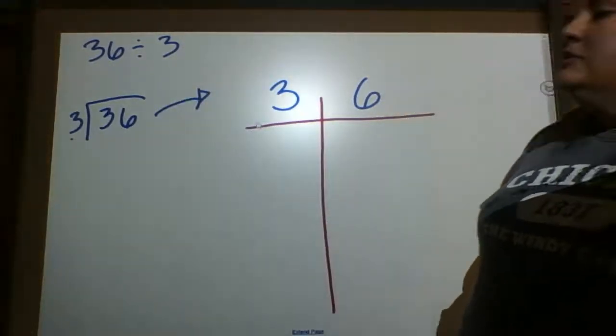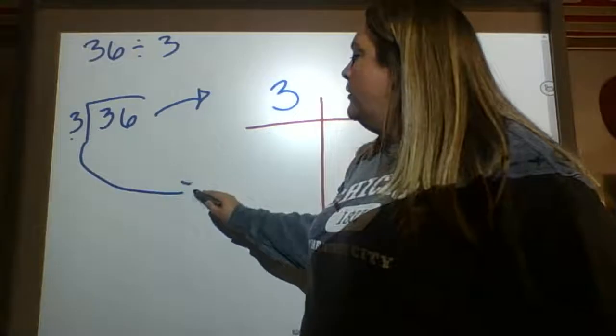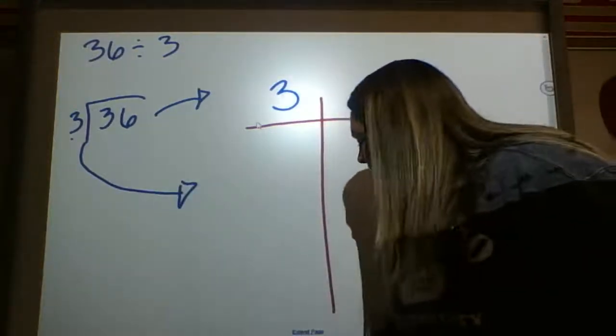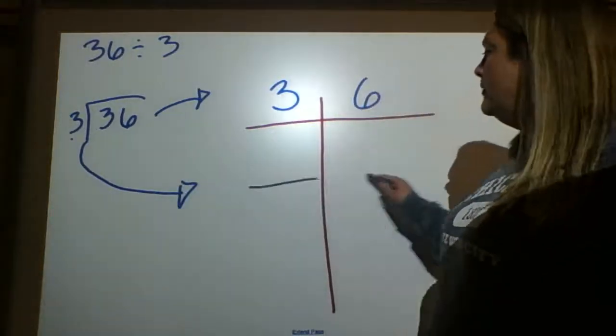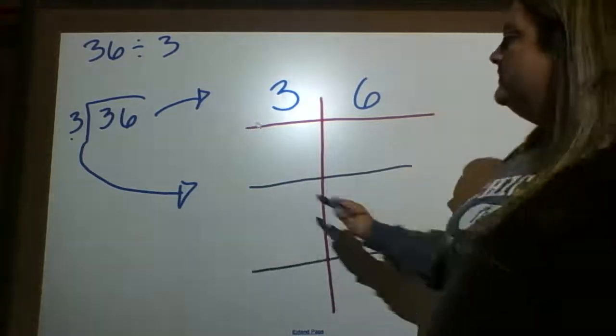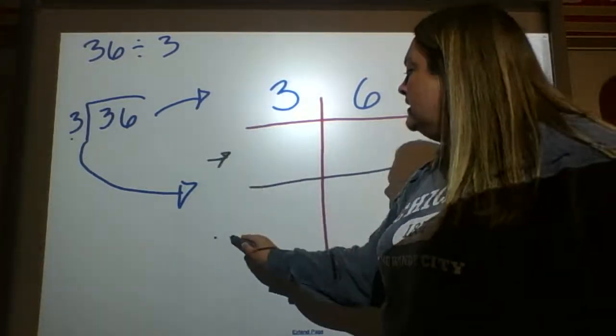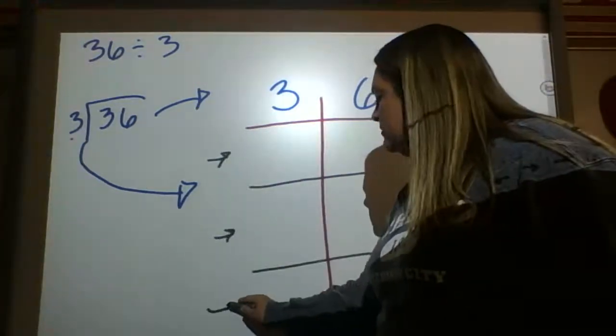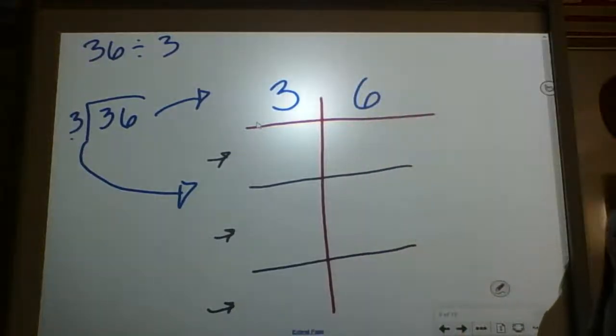Okay, I'm going to use my 3. It tells me how many floors go in my apartment. So I'm going to build 3 floors to my apartment. Let's see if I have it. Here's 1, here's 2, here's 3. 3 floors to my apartment.